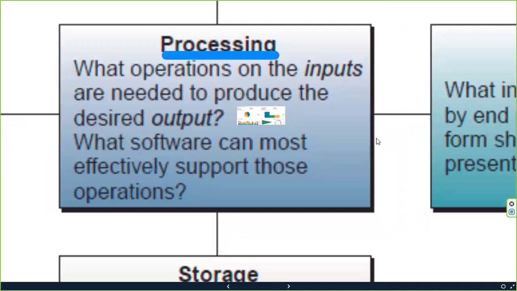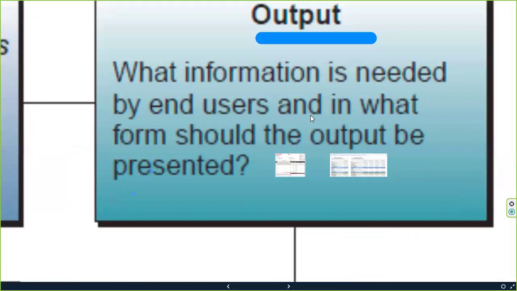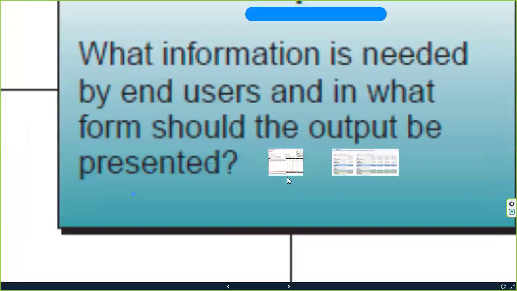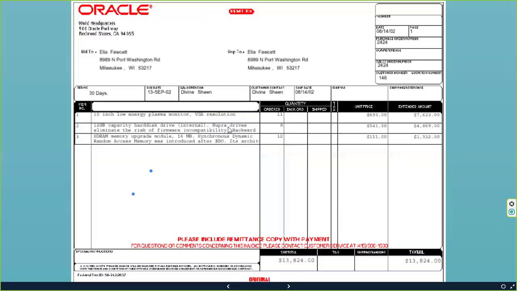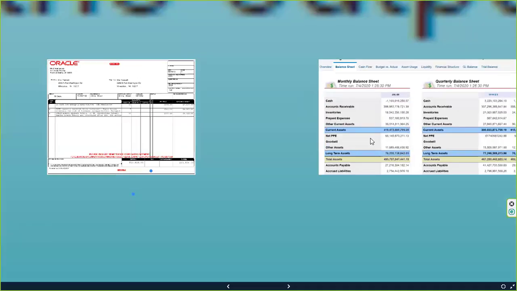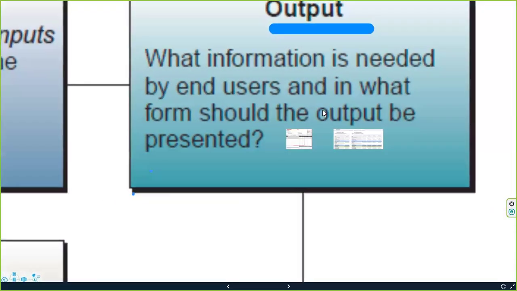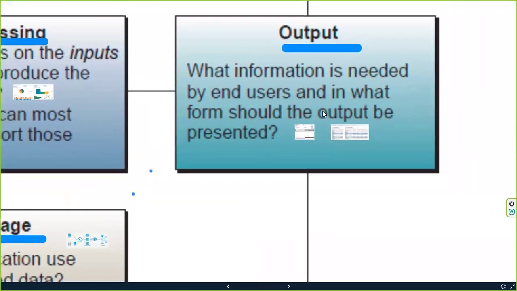And what is the output? Output is the information the end user needs, and in what form. Suppose end users create some invoice from it. This is the format they need, and they also need some dashboard in this format. That is the ultimate outcome generated from the system.